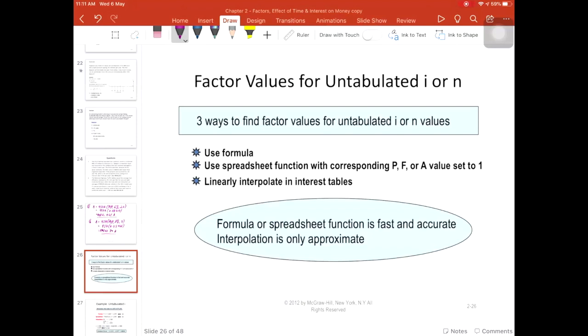Sometimes you will not get the exact number. Maybe the number is between 14.5%, for example, or 14.6%, but in the table they only have 14 and 15. It's in between, so you have to do interpolation. Now, what is interpolation?